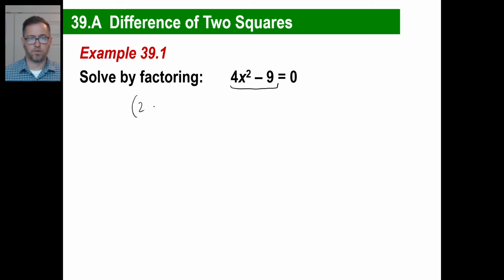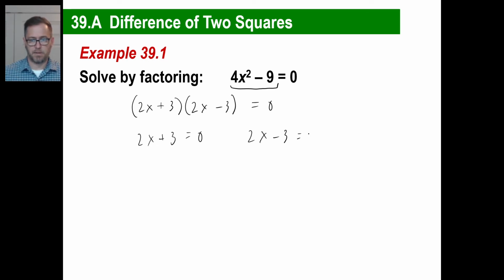So let's just rewrite it. The square root of 4 is 2. X squared is x. The square root of 9 is 3. So we'll write 2x plus 3. And then we'll write 2x minus 3. Okay? And that equals 0. You know how to set this up, right? So 2x plus 3, this first one, is equal to 0. And the 2x minus 3 is equal to 0.